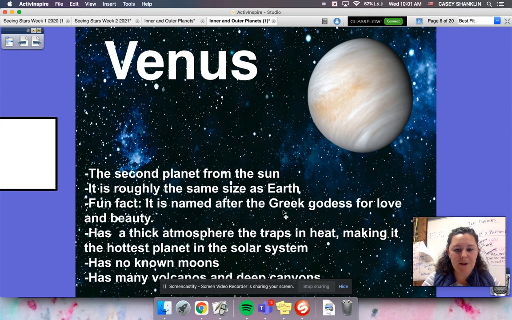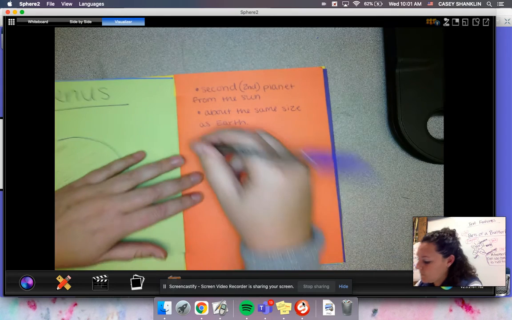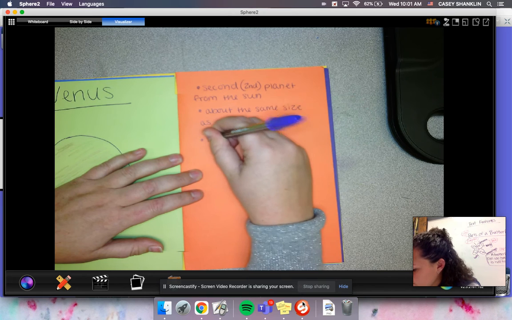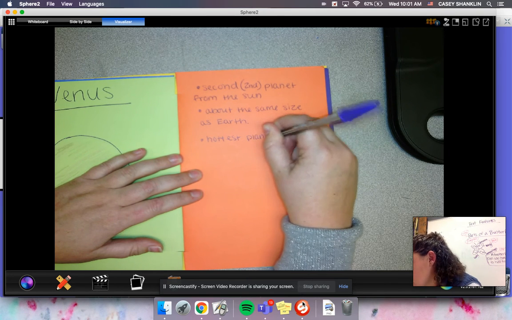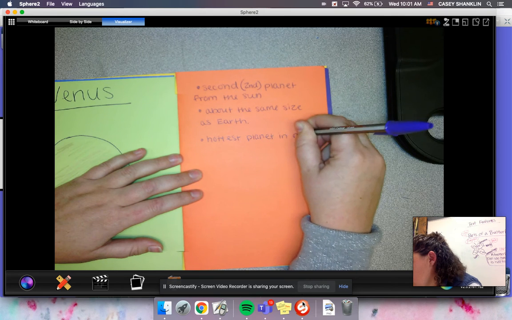Ooh, fun fact, it's named after the Greek goddess for love and beauty. It is a fun fact. We need to know that this has a thick atmosphere that traps some heat, making it the hottest planet in our solar system. That's an important fact. Hottest planet in our solar system.